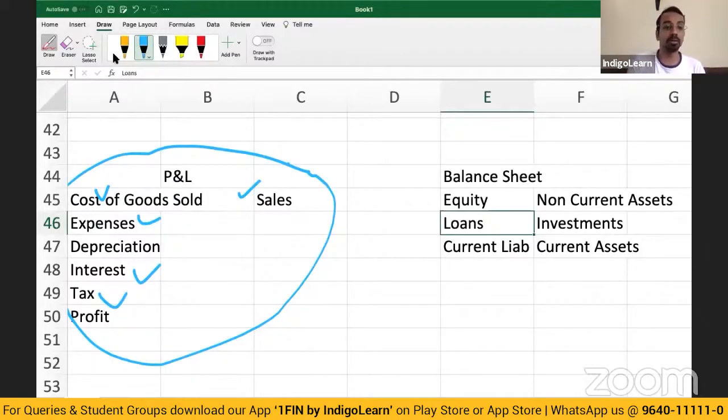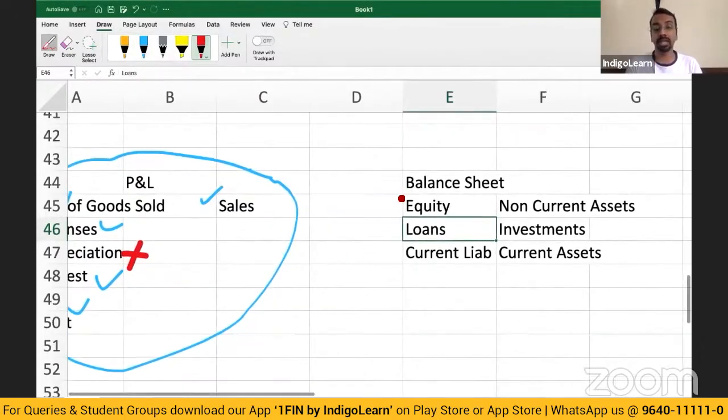Okay. Now, as far as depreciation is concerned, this is not a cash flow related item. That is why whenever you prepare a cash flow statement, to the net profit, you add back depreciation, because that is not a cash flow related item. There is no cash outflow.